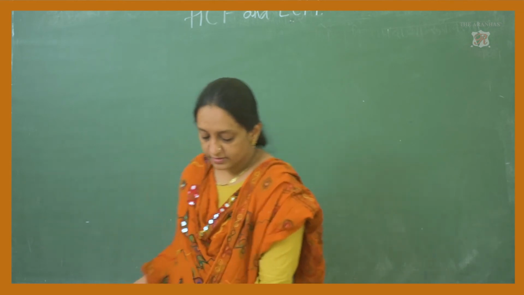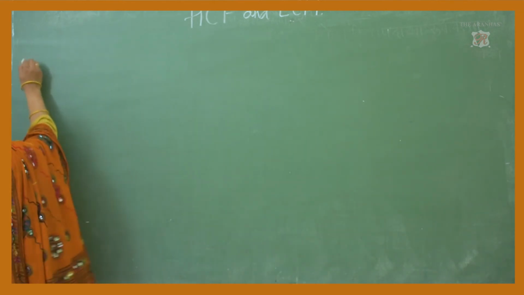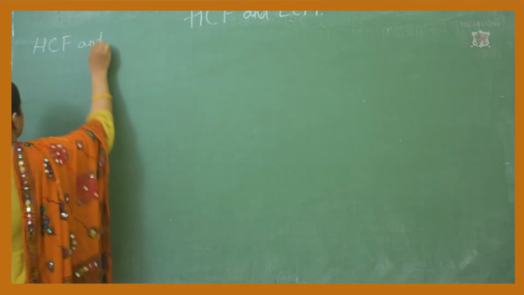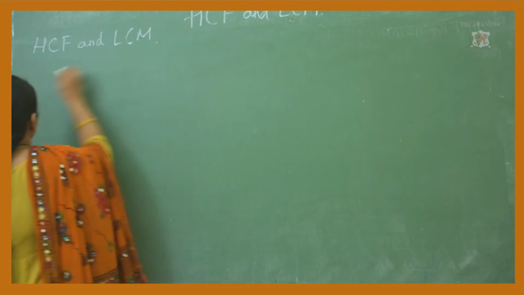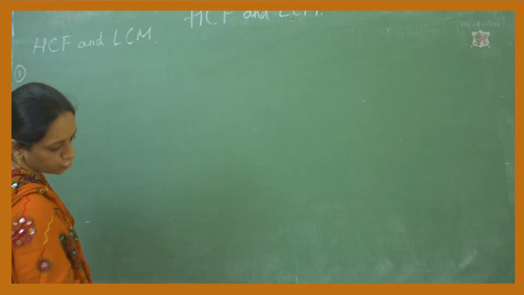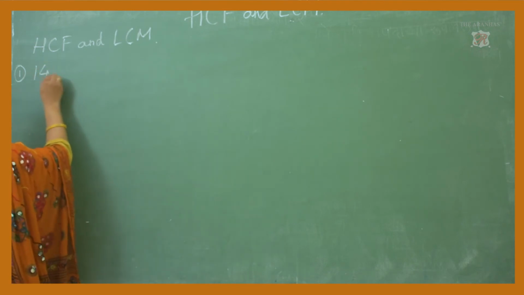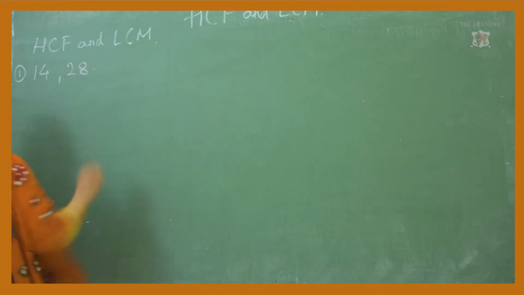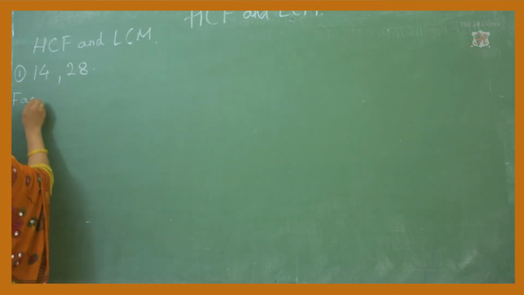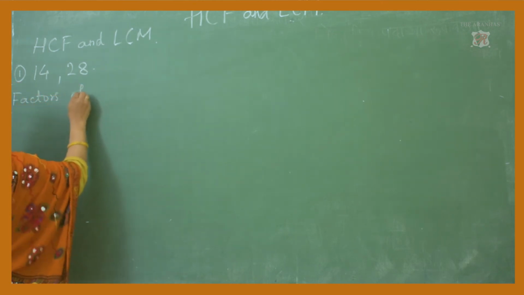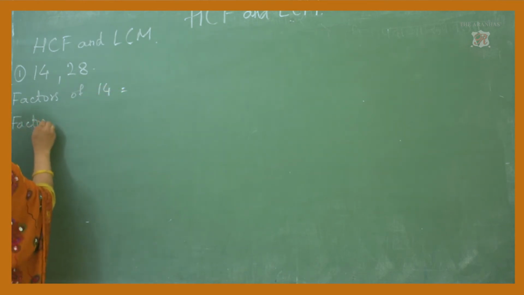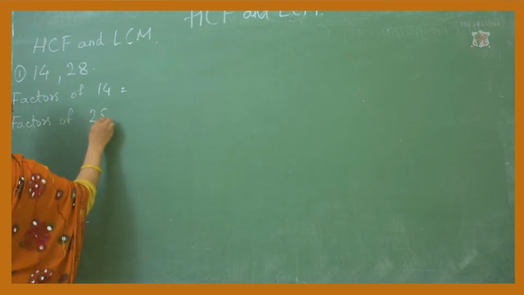Question number 2, you have to solve all 5 sums. One time only, see, I will tell you how to solve: find the HCF and LCM side by side. The HCF and LCM numbers will be the same. So how to do? We are doing question number 2. 14 and 28 they have given. What will you do? First you will find the HCF. So you will write the factors of 14 and the factors of 28.